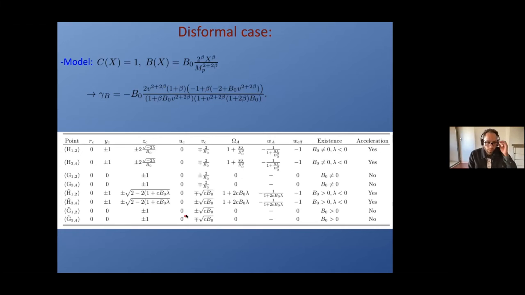Okay, so you can see here that you can also drive the accelerated expansion, the current accelerated expansion, depending on the value of this lambda and beta, b0 and V0, and you have also these other critical points. So the lesson here is that when you have this deformal function, you have new emergent critical points.